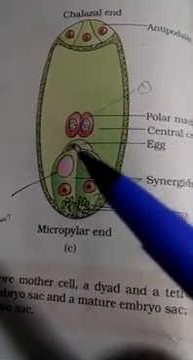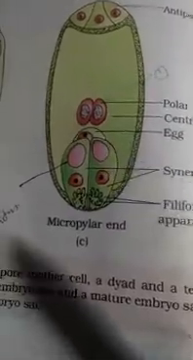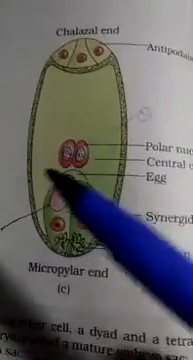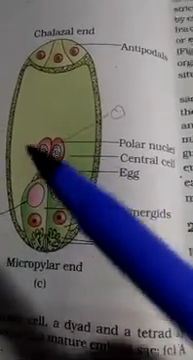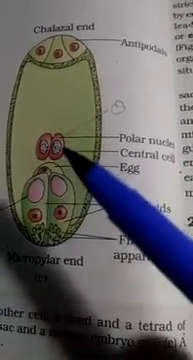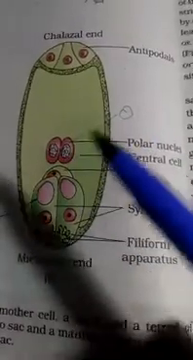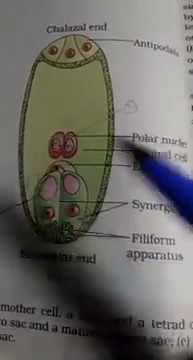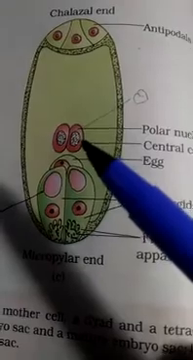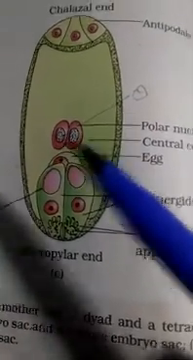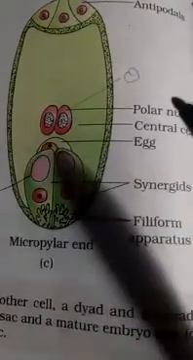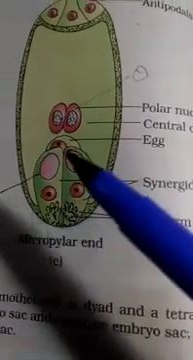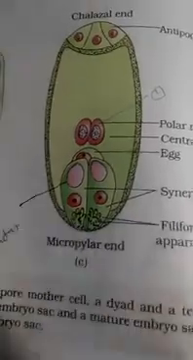This is known as syngamy, and from this zygote is formed, and the other male gamete fuses with the polar nuclei, so a triploid nucleus is formed. This is known as triple fusion. From this 3n nucleus, one cell is formed which will divide and redivide to form an endosperm, and the zygote will give rise to embryo.